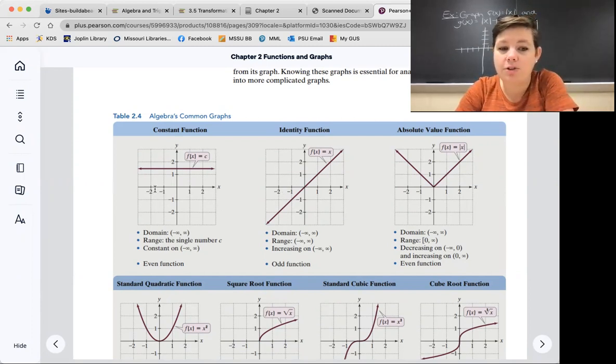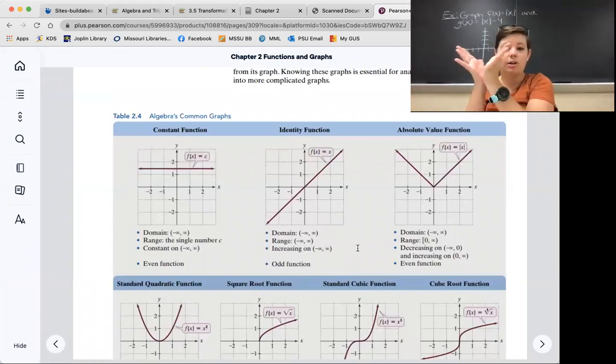There's the constant function, which is just a line at a y value. So that's a flat one. And it tells you, even underneath the graph of it, what the domain is, what the range is, and it tells you if it's an even or odd function. So this is a really nice table. You have your identity function, you have your absolute value. All absolute values are going to look like a V.